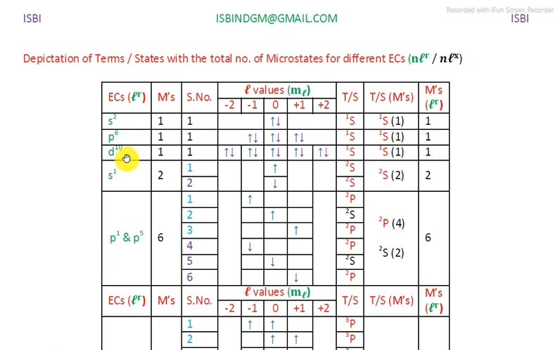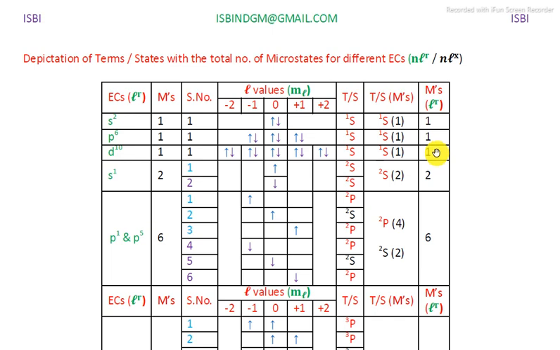Let us see d10. Number of microstates 1, all the 5 orbitals are completely filled. Capital L value 0, S term, total spin multiplicity 1, number of unpaired electrons 0. The term is 1S, number of microstates 1 for the electronic configuration d10. For s2, p6 and d10, the term is 1S only, and the number of microstates for these electronic configurations is 1.